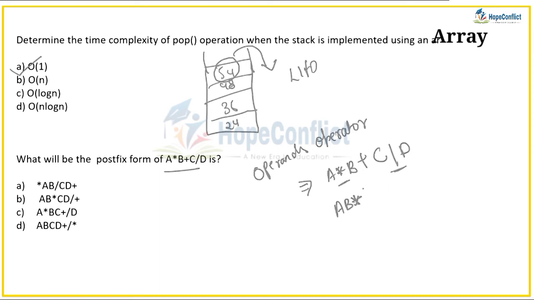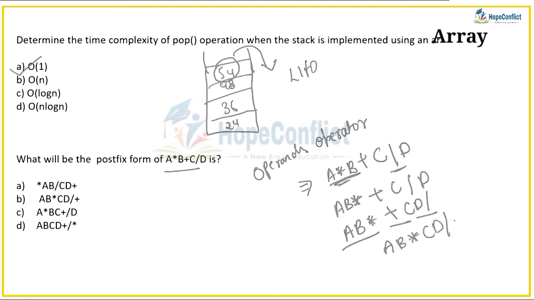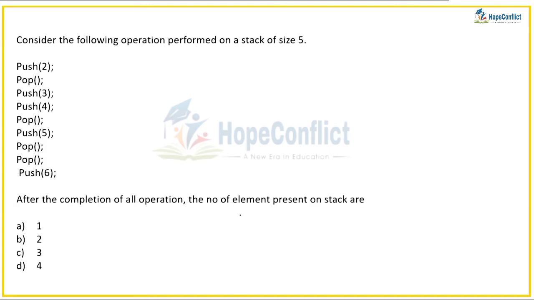AB*. So this particular part is solved. Now we have to solve this one. Multiplication and division have higher precedence than addition, so CD/. Now we have to add these, right? So what is going to happen? AB* CD/ +. Okay, so this is going to be the correct answer. You can see this answer in option B, so option B is the correct answer. Let's see the next question now. Consider the following operation performed on a stack of size 5.